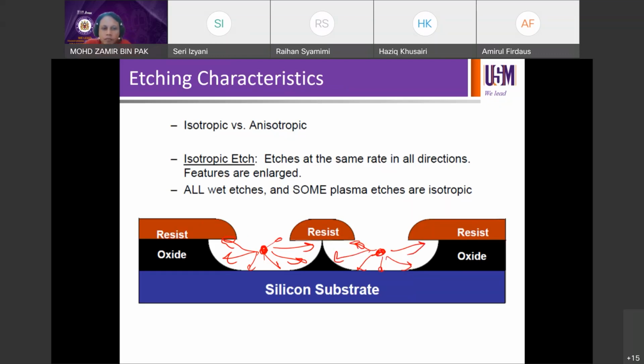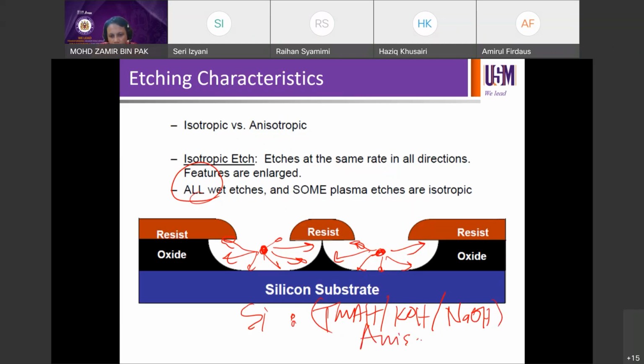Okay, so all wet etches and some plasma etches are isotropic. Not necessarily, there are also some cases of wet etching that are anisotropic. For example, TMAH, KOH, with regard to silicon. I'm talking about etching silicon. So these chemicals towards silicon are all anisotropic. Okay. HF on silicon oxide is isotropic. Some plasma etches are isotropic, the majority anisotropic.